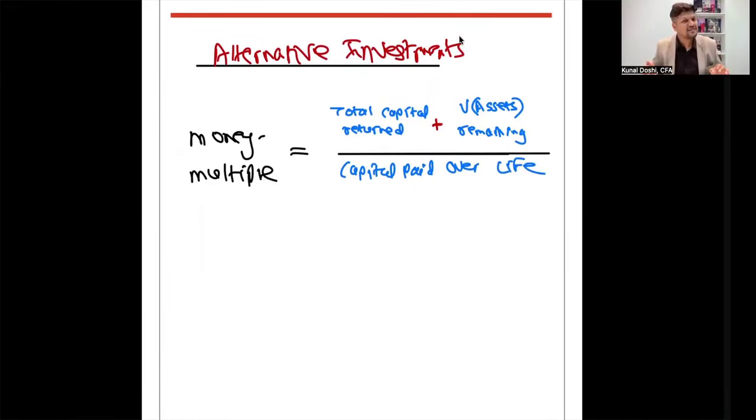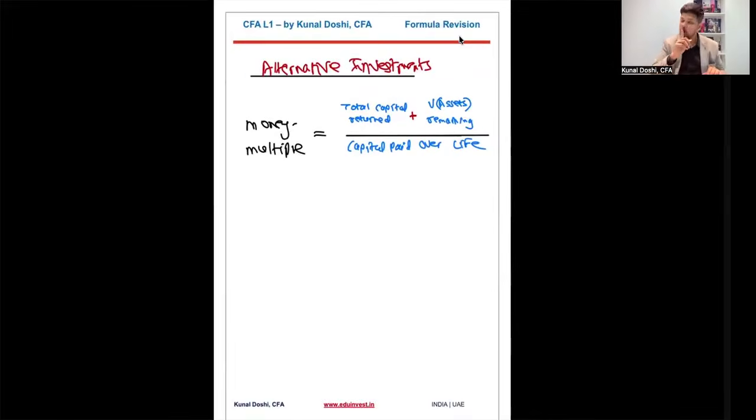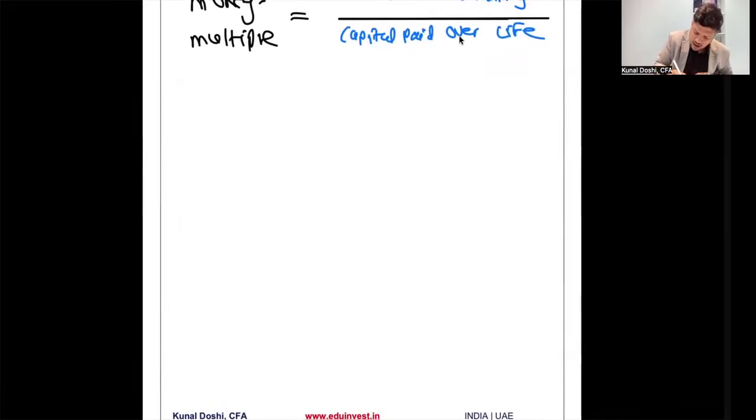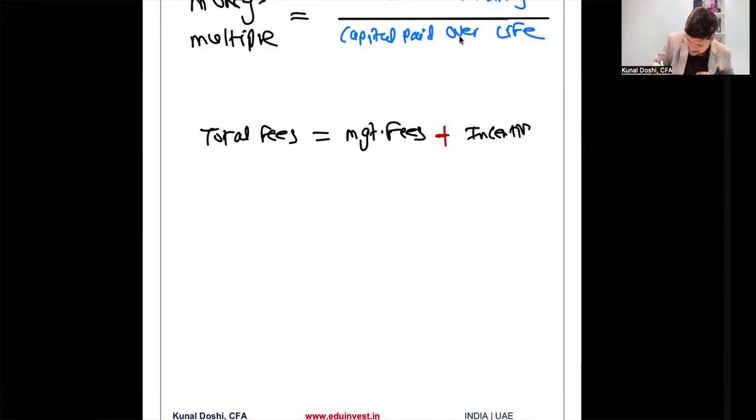Again, you may have seen very little calculation related to that. The majority of the calculation is about the fees and the returns. First, I will tell you the broader answer: total fees are inclusive of what? Management fees, which are always there, and incentive fees, which are also called performance fees.